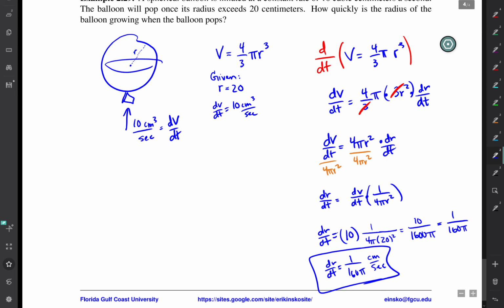Which I guess makes sense, because if the volume is changing at a rate of 10 cubic centimeters per second, the radius is going to be changing much slower, because each additional 10 cubic centimeters doesn't add that much to the length of the radius. Okay, so dr/dt is 1/(160 pi) centimeters per second. That's the rate of change of the radius when the balloon pops.